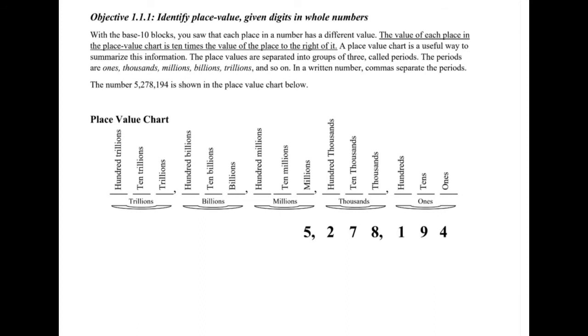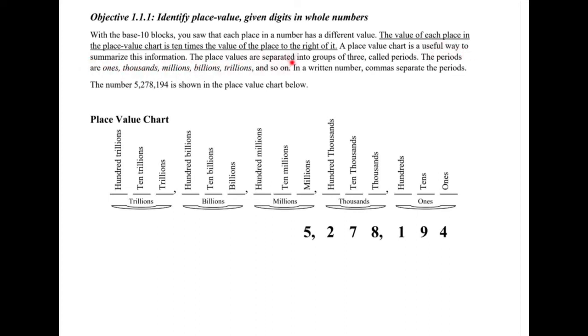Okay, we talked about the stuff in this first paragraph, but let's go over it really fast. Like you saw, each place in a number has a different value. So each place we'll talk about, because these are the place values down here. The value of each place in the place value chart is 10 times the value of the place to the right of it. And we talked about that in one of our charts that I showed you a minute ago. So a place value chart is useful to summarize this information.